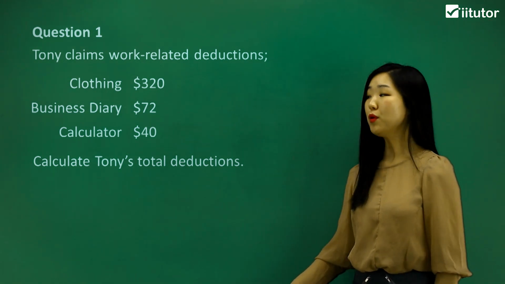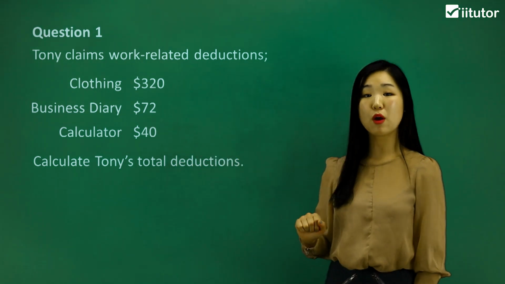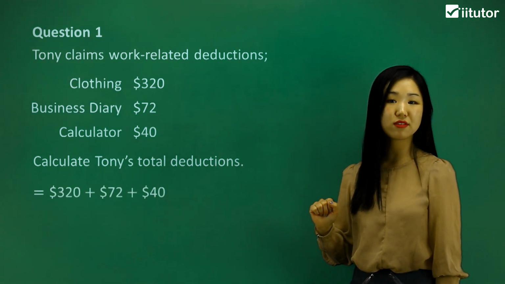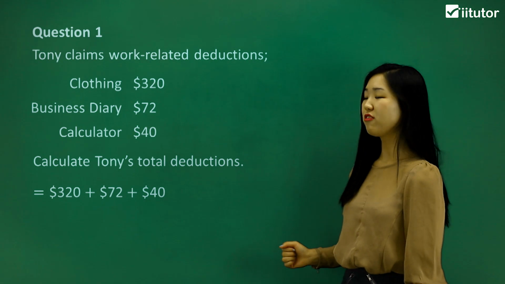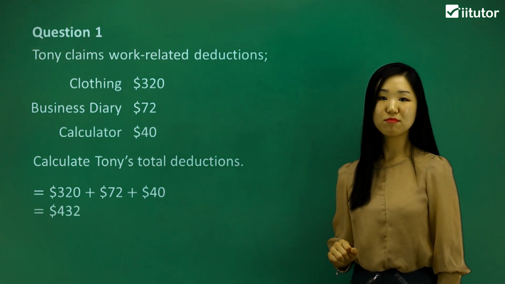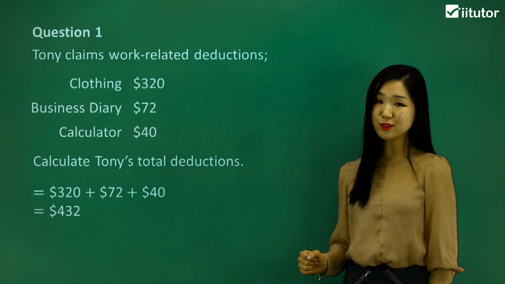Well, it's pretty simple because they tell you the different types of deductions that we have. The total will simply be the sum of all of those. So add those three, guys. Just be very careful, and you should get a value of $432. Very simple. That's Tony's total deductions.